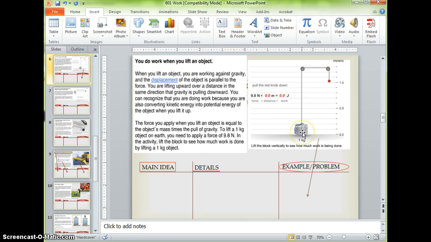If you lift the rock 1 entire meter, that means the bottom of the rock is on this line. All right, then it's the force of gravity, 9.8 newtons, times 1 meter, and what do you get? 9.8 joules. You need to put that down here under examples.